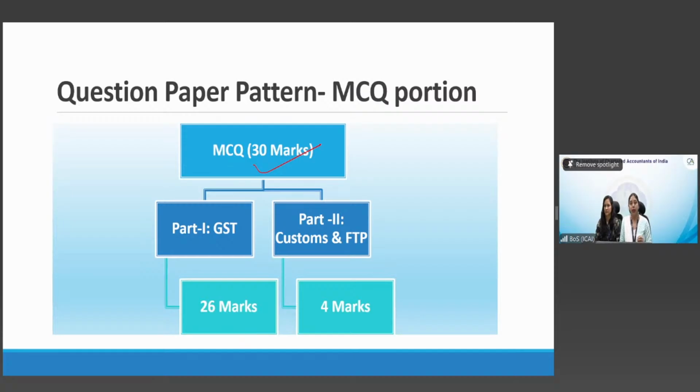And those MCQs have to be answered based on the information provided in the case scenarios, applying the provisions of the respective law. Now, for GST, 26 marks of case scenarios are asked, and for customs and FTP, 4 marks. So there will be 2 small scenarios for customs. Based on that, the MCQs will be asked, one MCQ each for the 2 scenarios. But in GST, there will be either 2 scenarios or 3 scenarios, and one small scenario based question will also be there in the exam. So based on that, you have to answer.